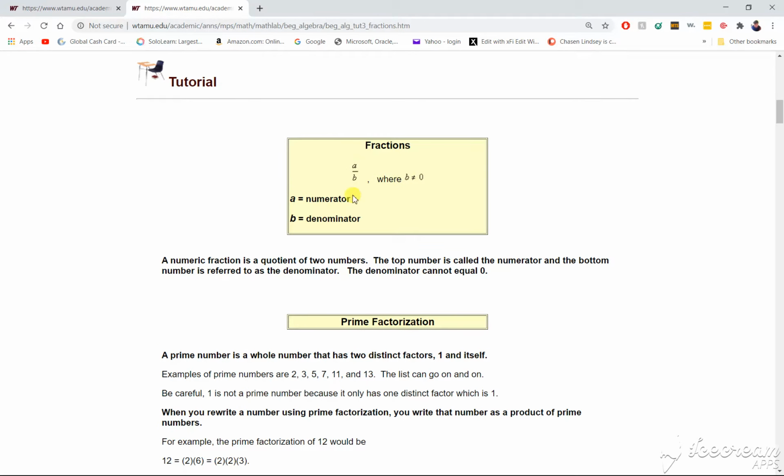Okay, a over b, where b cannot equal 0. A is the numerator. B is the denominator.